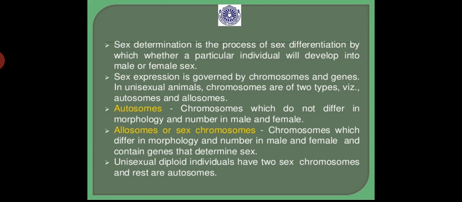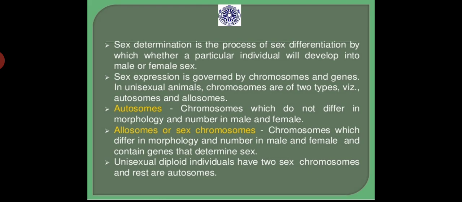Sex determination is the process of sex differentiation by which a particular individual develops into either male or female sex. The expression of sex is governed by chromosomes and genes. In unisexual animals, chromosomes are of two types, as you know: autosomes and allosomes. What are autosomes? The chromosomes which do not differ in morphology and number in male and female. That means they are the same in both male and female of a particular species.